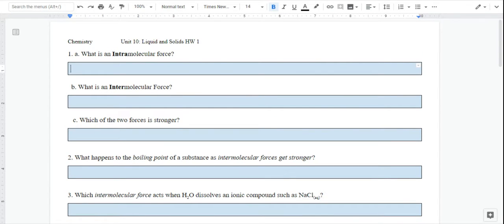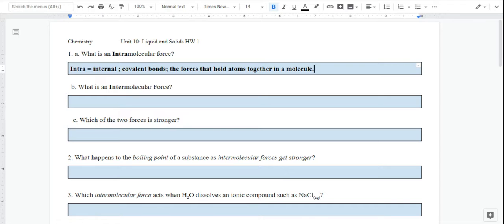So here we go. So first, what is an intramolecular force? So intra means internal. And when we talk about intramolecular forces, those are more specifically covalent bonds. And so it's the forces that hold atoms together in a molecule. So this is from Unit 9, ionic bonds, covalent bonds. So it's the things that hold atoms together.